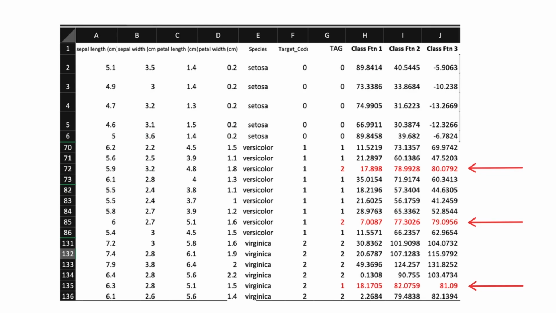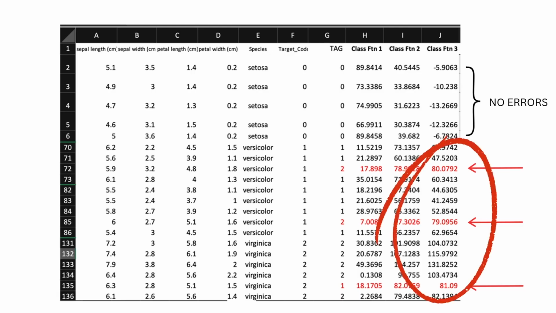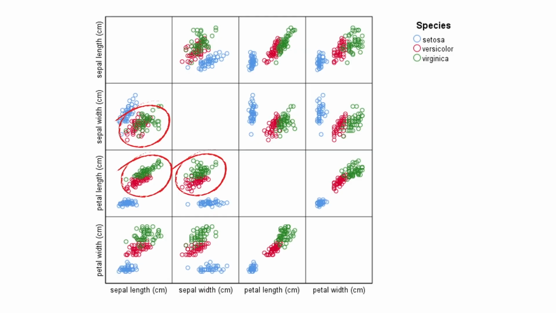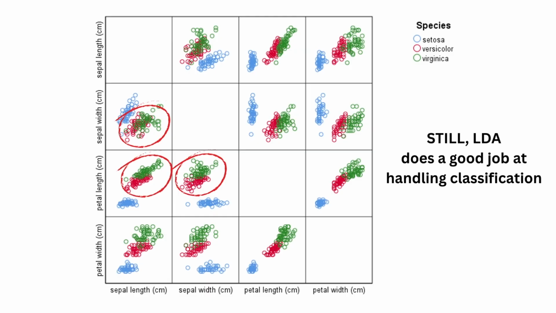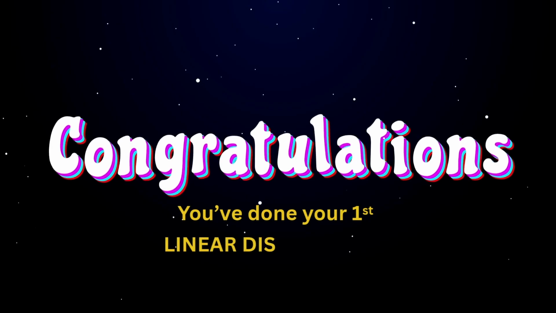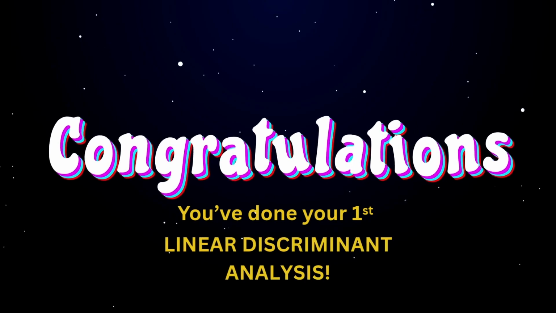Setosa is particularly easy to identify. The more difficult distinction is between versicolor and virginica because their measurements overlap more. We all saw this via the scatter plot. Nevertheless, LDA does a remarkably good job of separating the three species. So if you got this far, congratulations, as you've done your first linear discriminant analysis using the iris dataset.